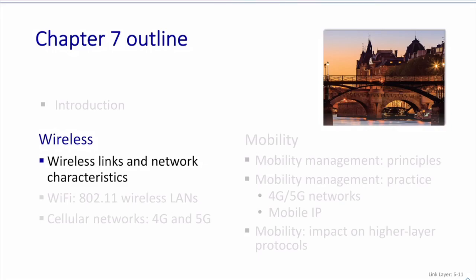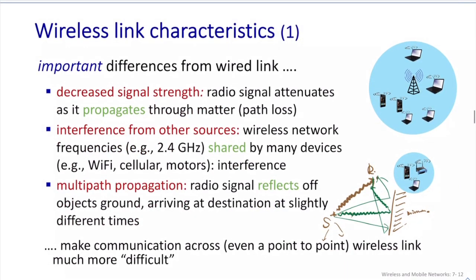So let's take a look at some wireless link and network characteristics. The first wireless link characteristic is that they are quite different from wired links. They have decreased signal strength. Although there is still decreased signal strength in wired networks, it is a more severe problem in wireless networks. A radio signal decreases as it propagates through matter, through fiber or through copper wire. And since it is a shared medium, it interferes with other sources.